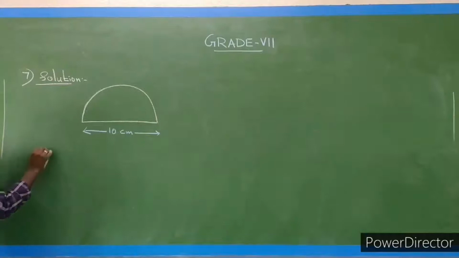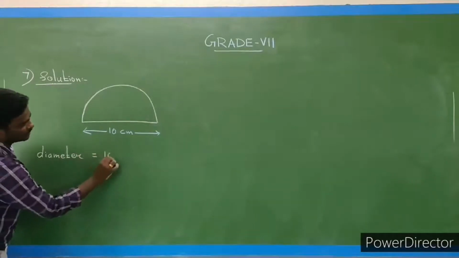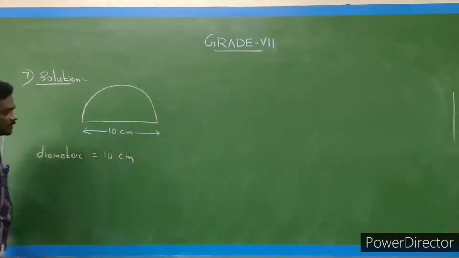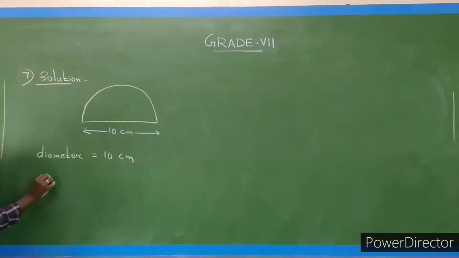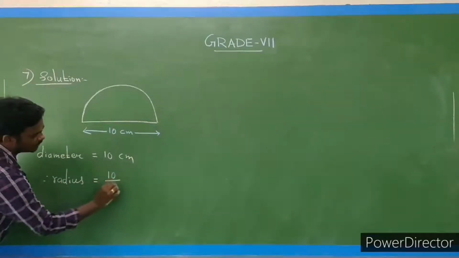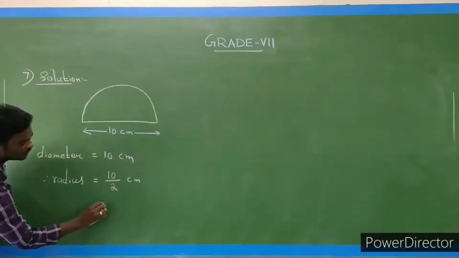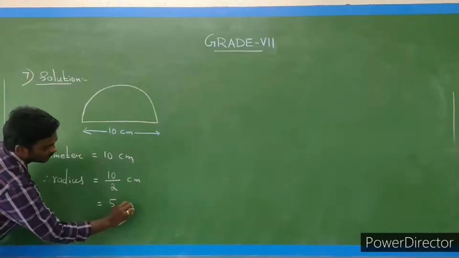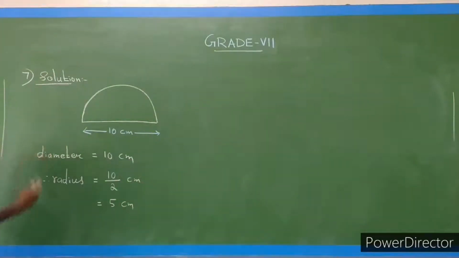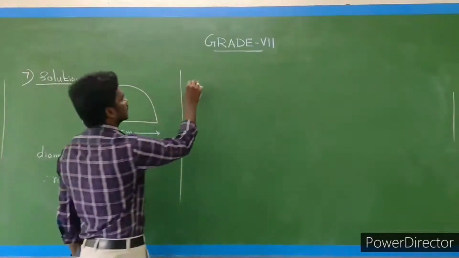Here diameter is equal to what is that? 10 centimeter is given. Diameter is equal to 10 centimeter. Therefore what is the radius? Radius equal to 10 divided by 2 centimeter. Radius is half of the diameter, which is equal to 5 centimeter. So 5 centimeter is the radius of the given shape. So we have to find the perimeter of the given shape.